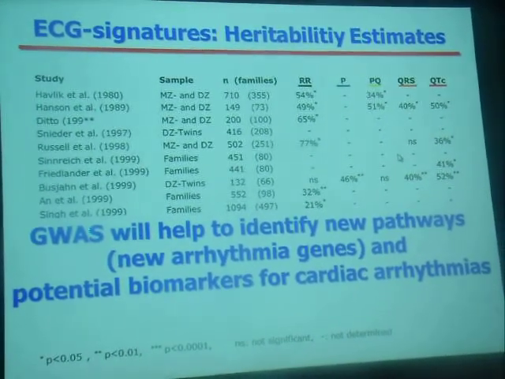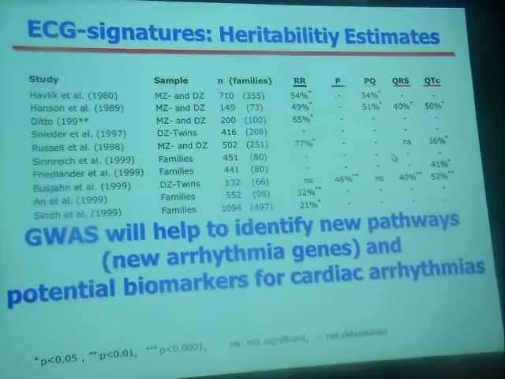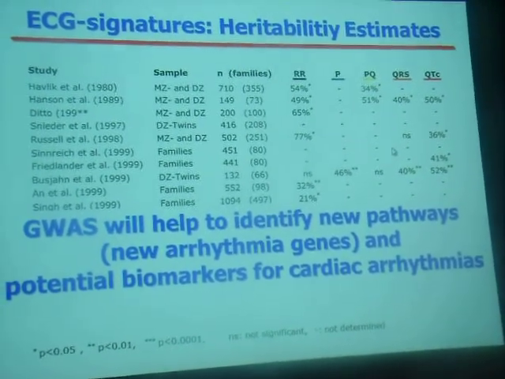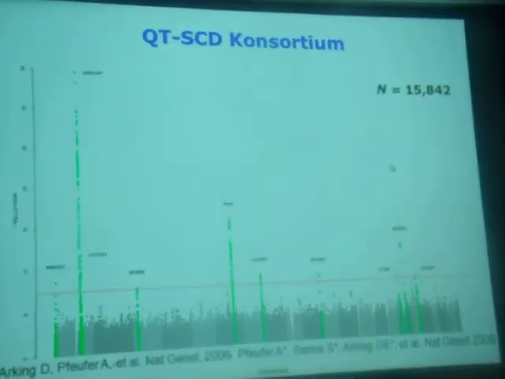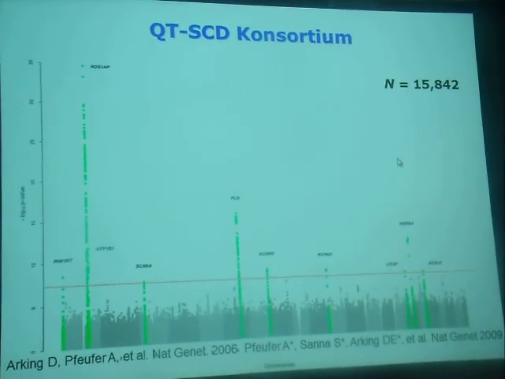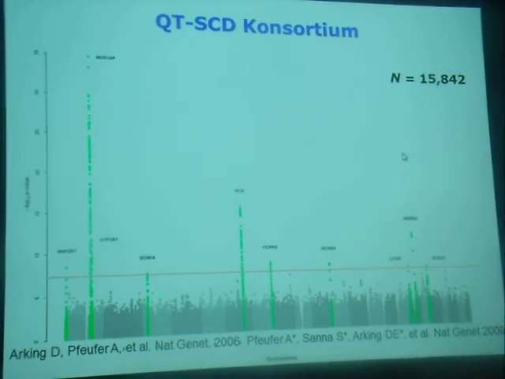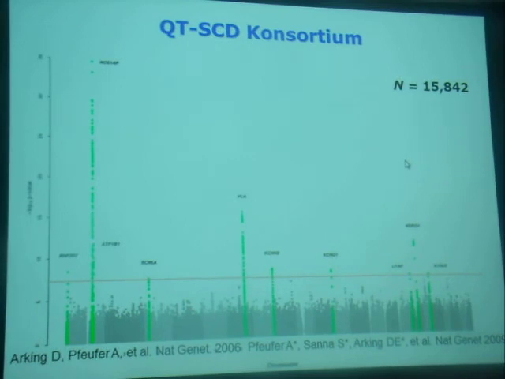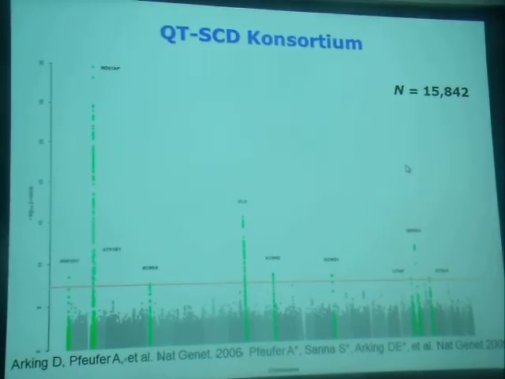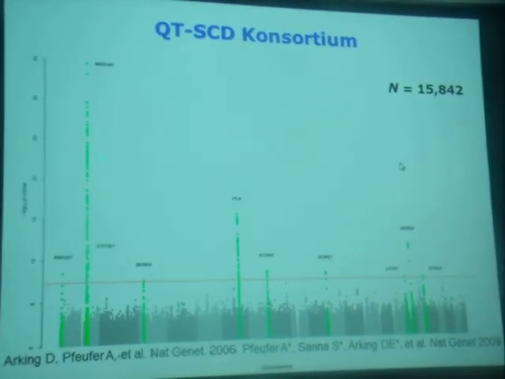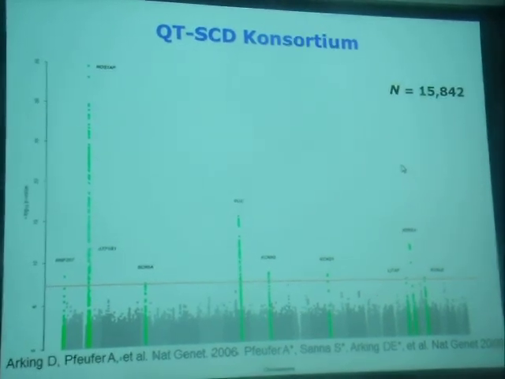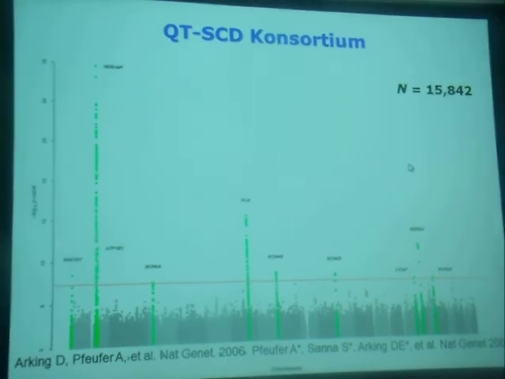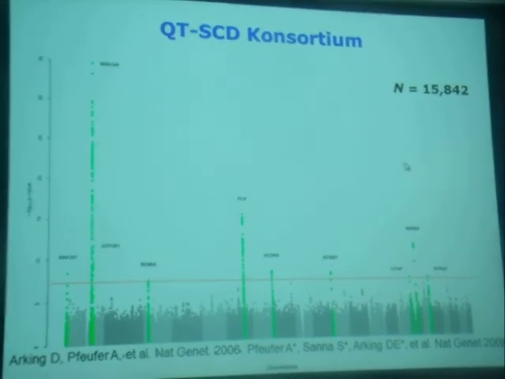The hypothesis was whether genome-wide association studies will help to identify new pathways or new arrhythmia genes, so to say, and then potential biomarkers for cardiac arrhythmias. I will give you the initial example that started out in 2006 with Dan Arking and Arne Pfeufer, who were able to identify this still most prominent signal that modulates QT interval, the NOS1AP gene, and in the consecutive analysis.